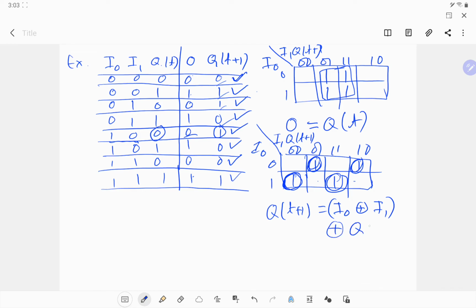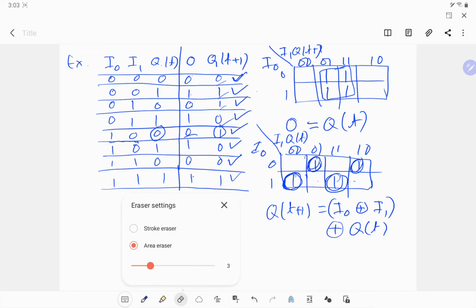We can put a bracket or not, either way it's okay. Then exclusive OR Q(t). This is something similar to what we saw in the case of full adder circuits. So this is Q(t), not Q(t+1). We got these two equations, and we want to draw the circuit.